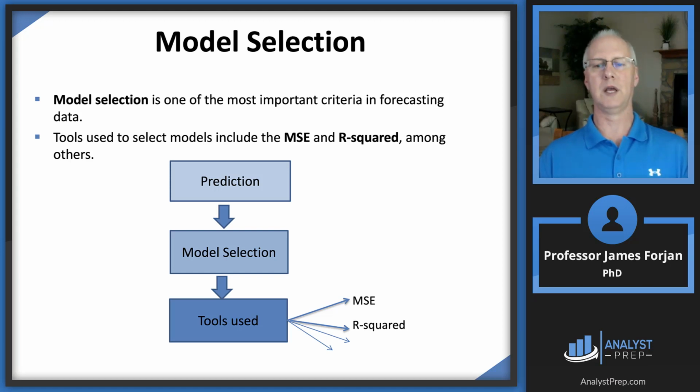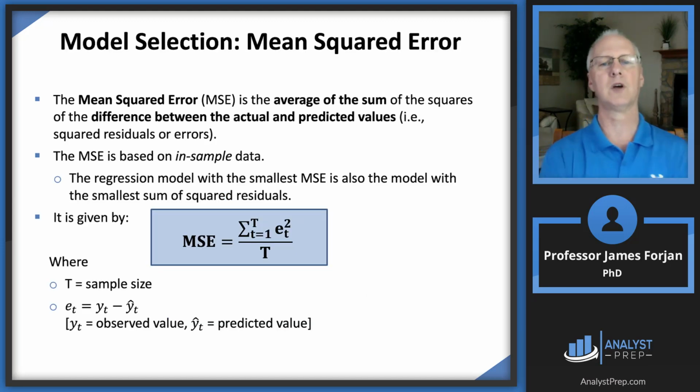We're going to use the MSE and we're going to use R square. And there are some other things that we're going to use here in just a second. So let's go back and review what we know about the MSE, the mean square error. It's the average of the sum of the squares of the difference between the actual and the predicted values. All right, so think about my S&P 500 index example, the difference between the actual and the predicted values. It's the average sum of those. Now that MSE is based on the in-sample data. And so that regression model with the smallest MSE is also the model with the smallest sum of the squared residuals. And there's the formula for the MSE. And so that's all we're doing there.